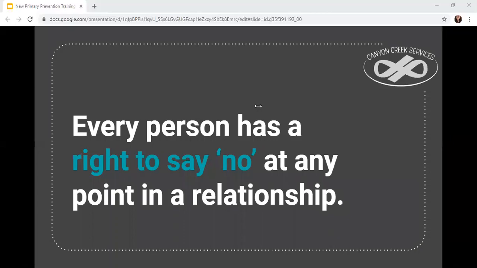Every person has a right to say no at any point in a relationship. Consent is mandatory.